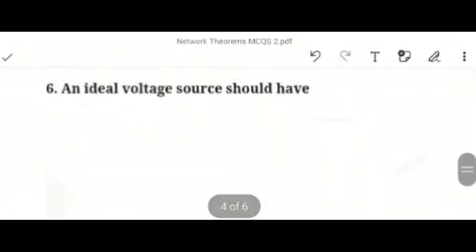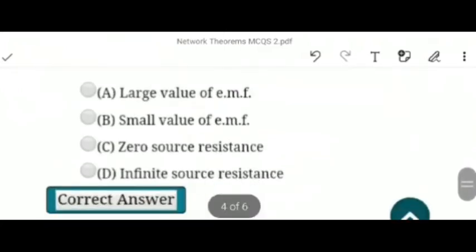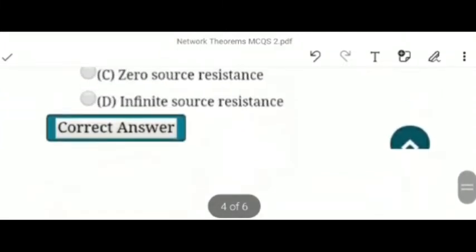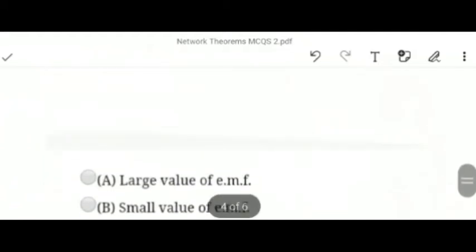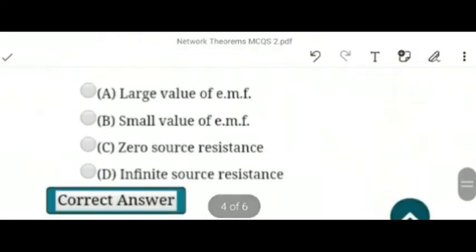Now in the sixth question, an ideal voltage source should have. Previously I have discussed it, now I am going to discuss it also. The options are large value of EMF, small value of EMF, zero source resistance, infinite source resistance. We should know that an ideal voltage source has zero source resistance. Option C will be the correct answer.